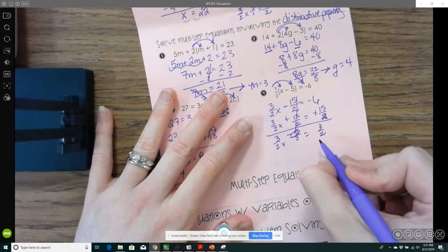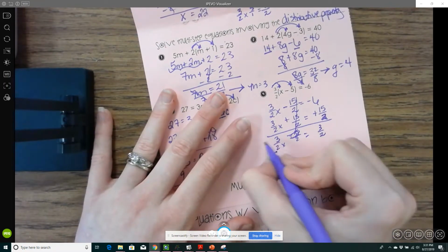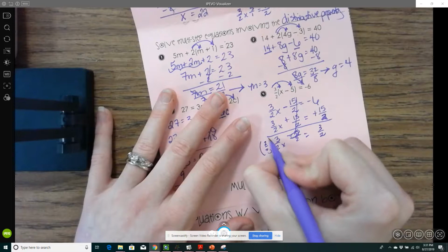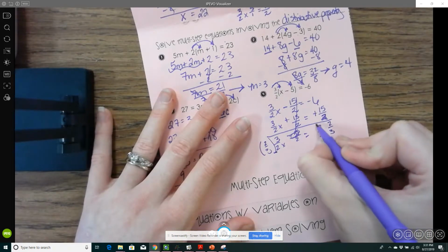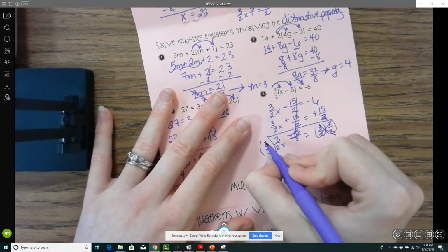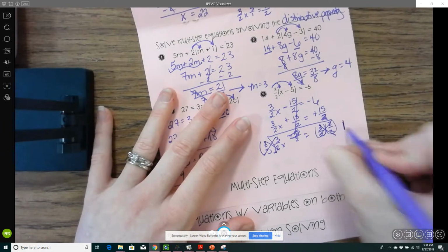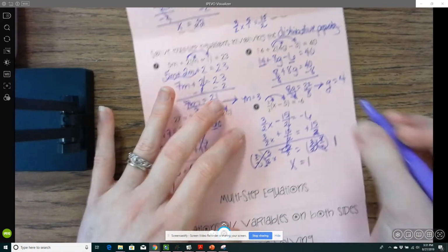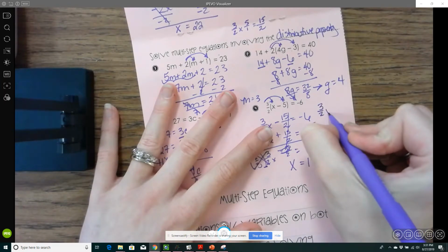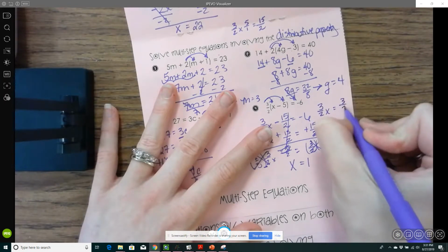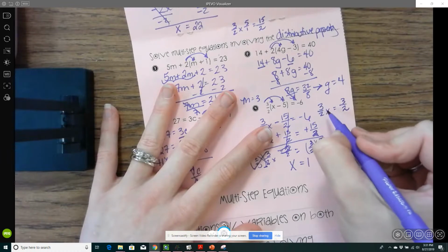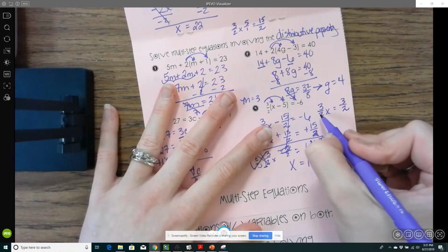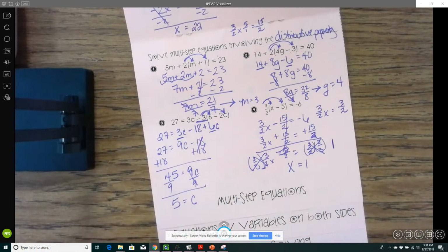Now I got 3/2 x equals 3/2. So again, if we multiply by the reciprocal, now they both cancel out, but I still have invisible math over here. x would equal 1. And if you look at that equation, 3/2 x equals 3/2, your brain should trigger and say, oh, a number times 1 always equals itself.